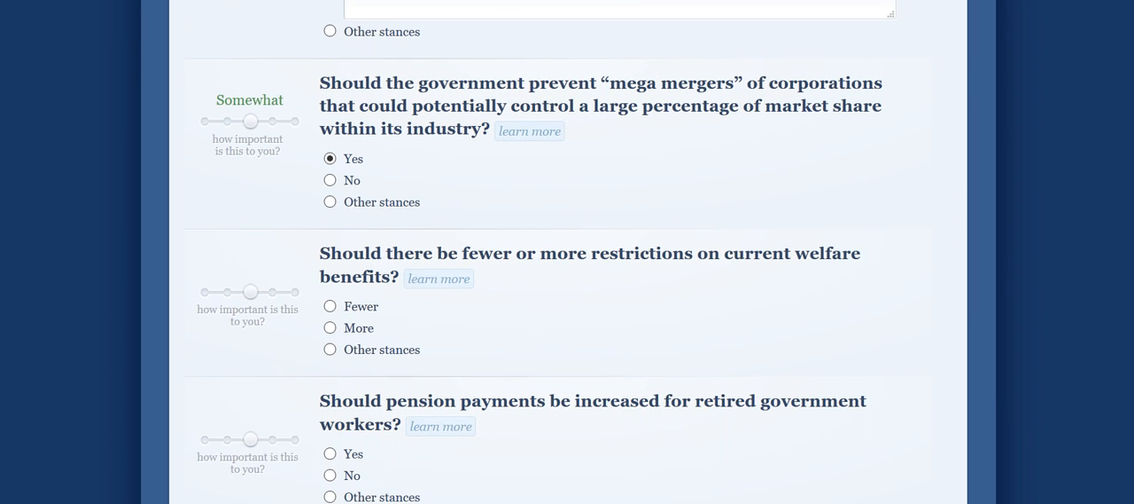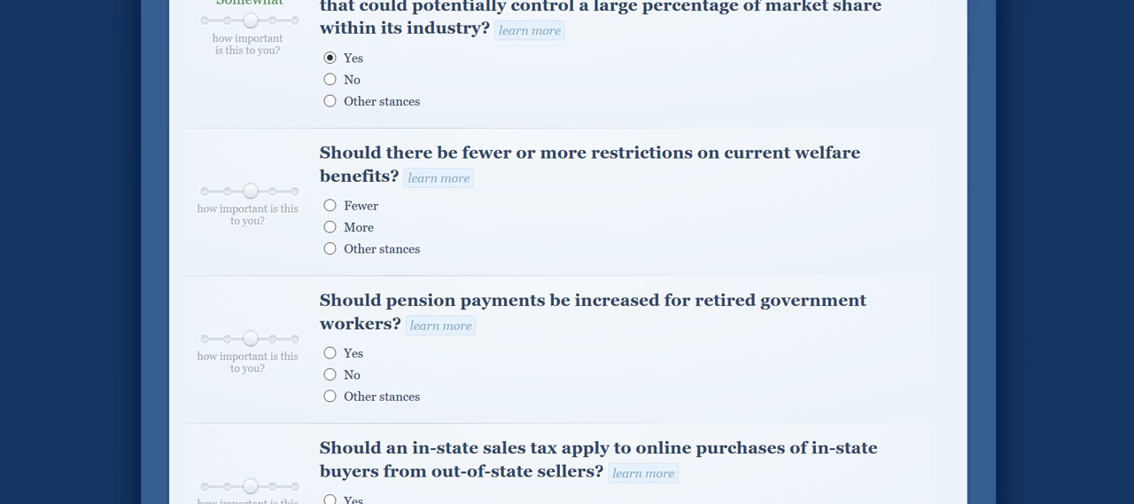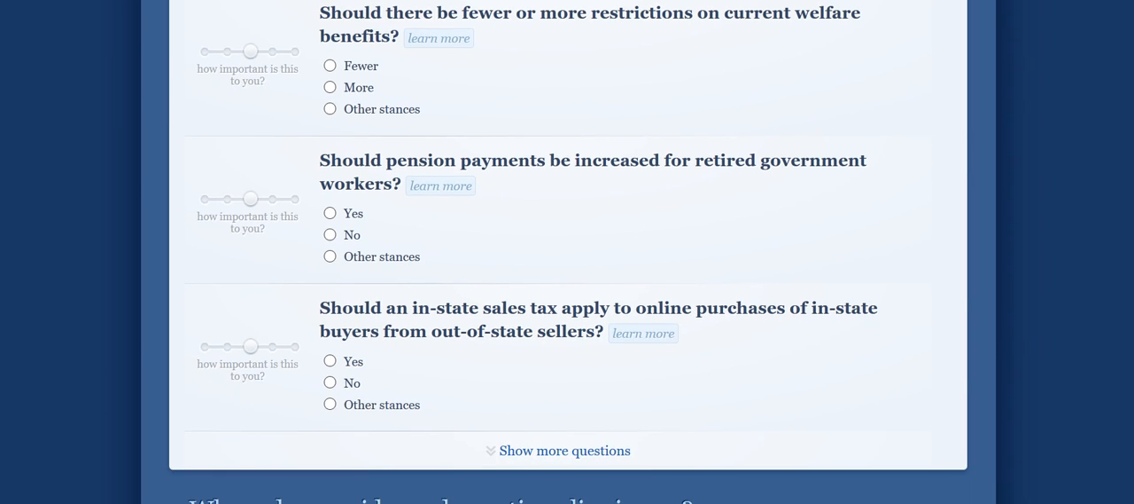Should there be fewer or more restrictions on current welfare benefits? Oh, I didn't answer this one on purpose because I don't know what the current restrictions are. So it would be ridiculous for me to answer that since I don't know. Should pension payments be increased for retired government workers? I didn't know the answer to that one either, because I don't know what the current payments are in the pension system. So how should I know?